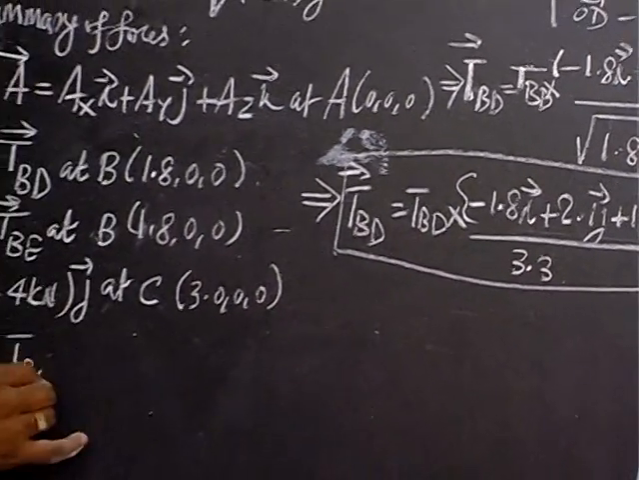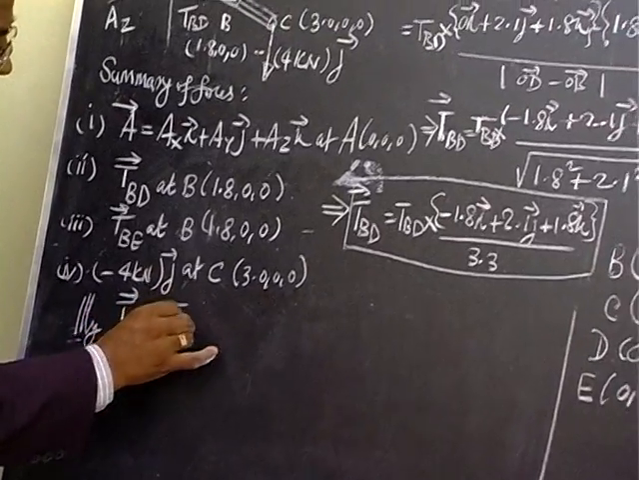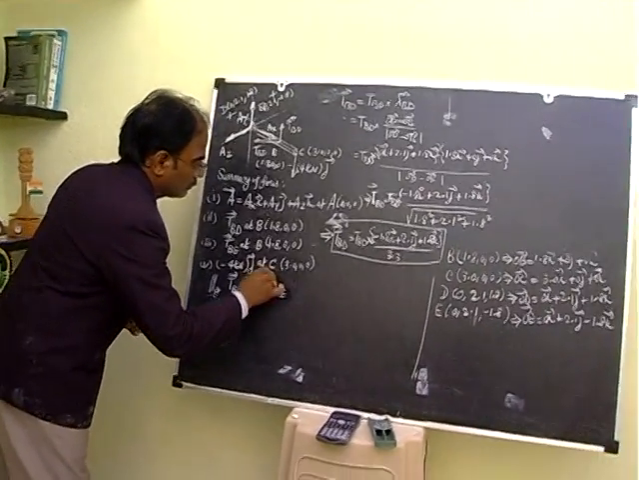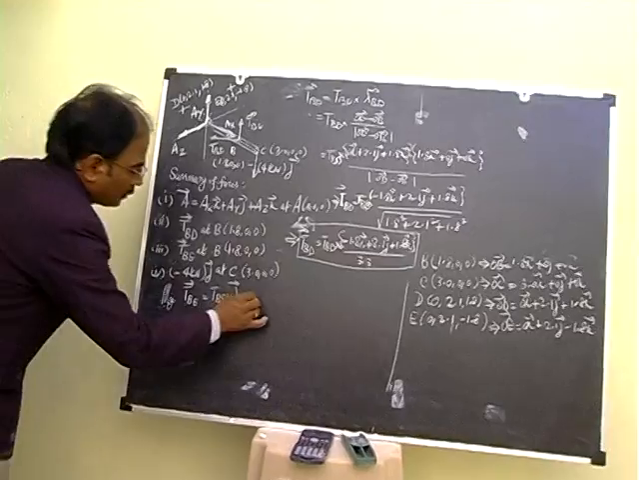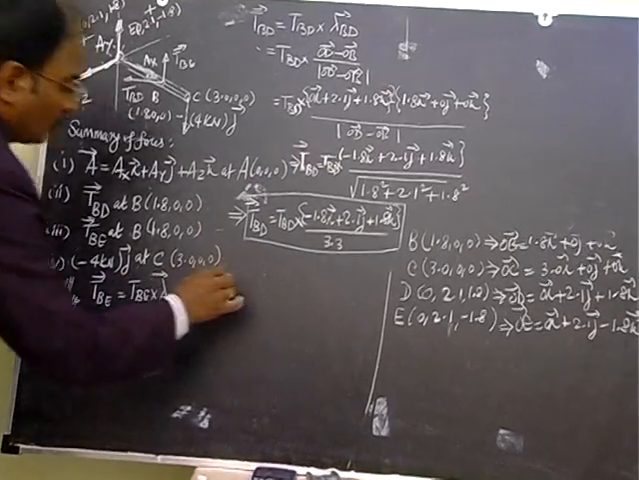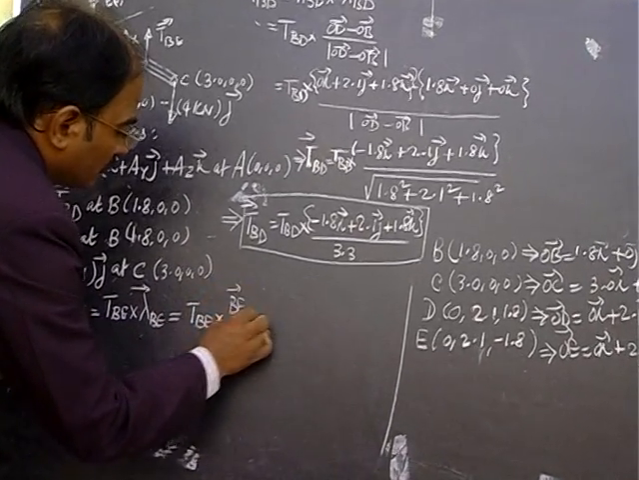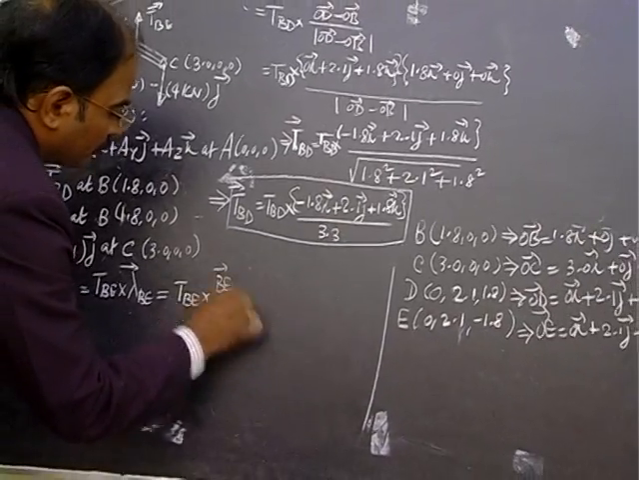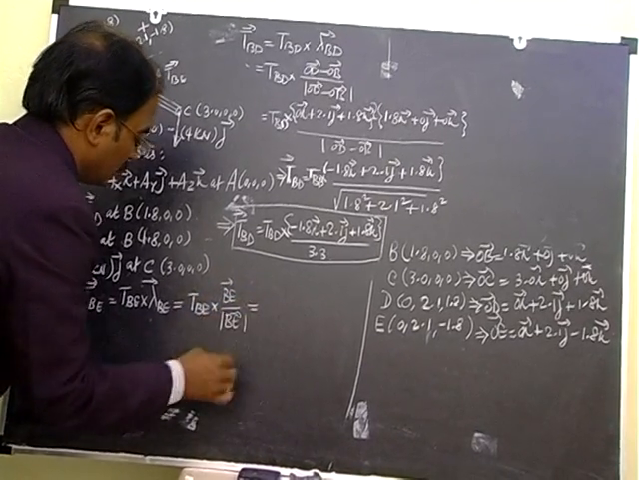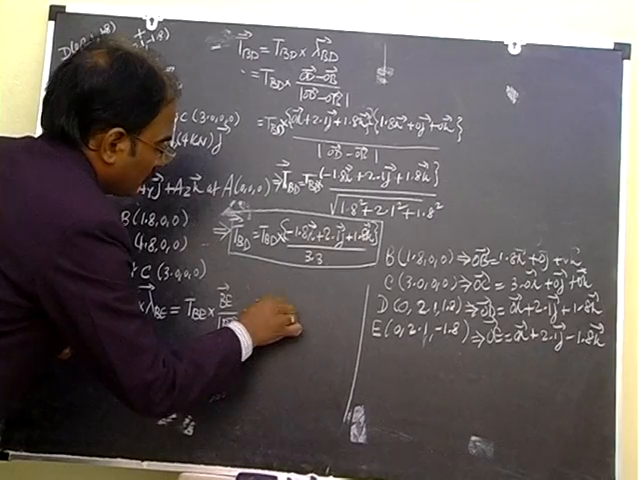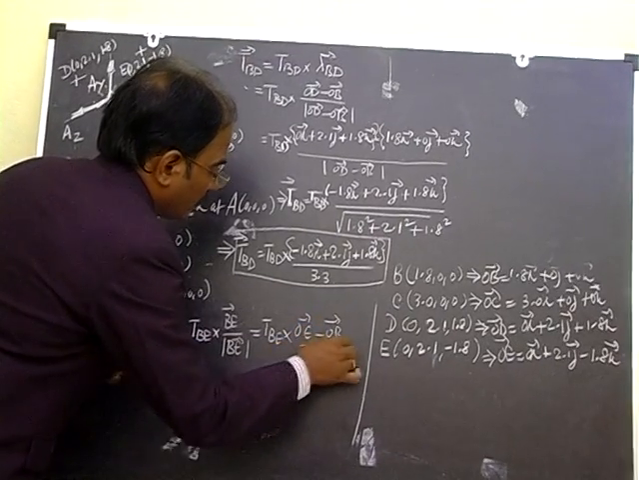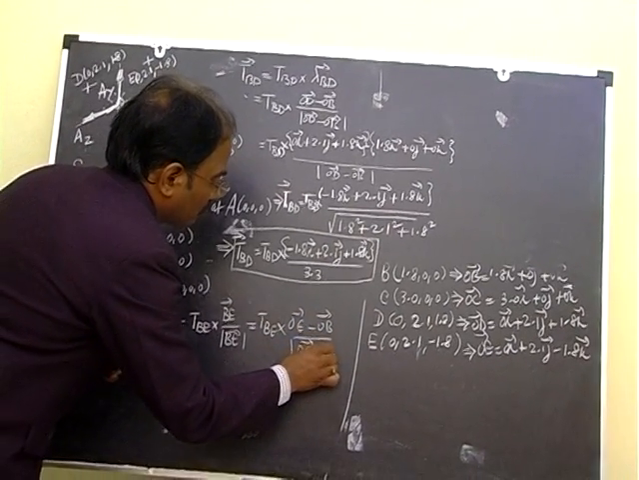Similarly, we can find out tension BE vector also. Tension BE vector is nothing but tension BE multiplied by lambda BE vector. Tension BE multiplied by lambda BE can be rewritten as tension BE multiplied by BE vector divided by magnitude BE, which is BE vector. This can be once again rewritten as tension BE multiplied by OE vector minus OB vector by magnitude OE vector minus OB vector.